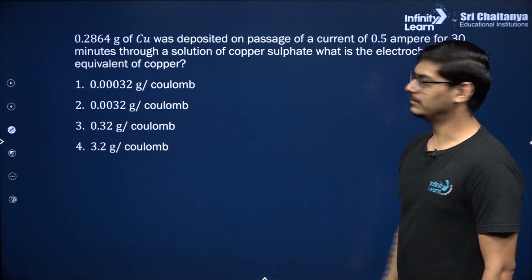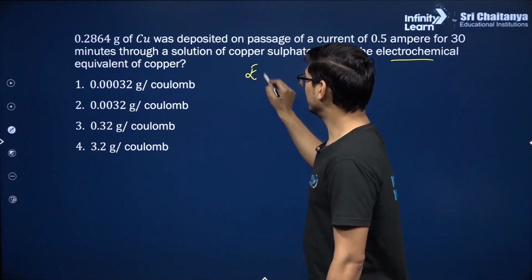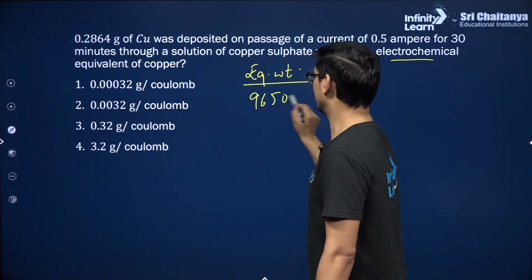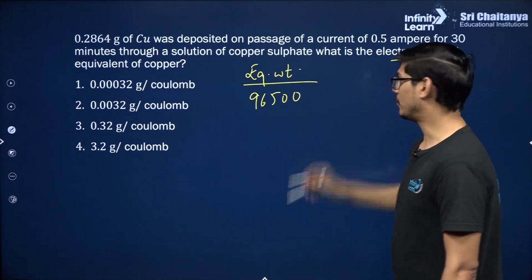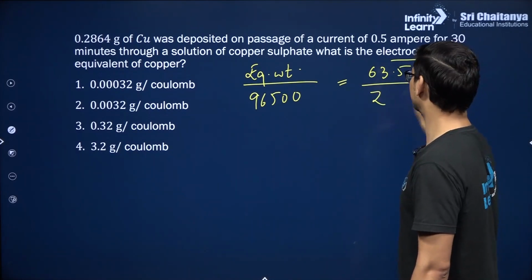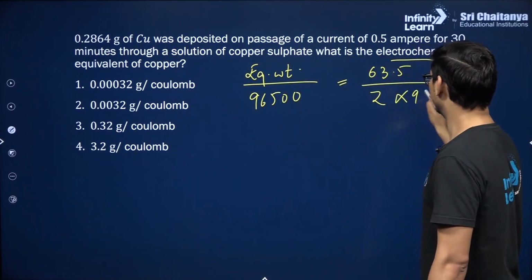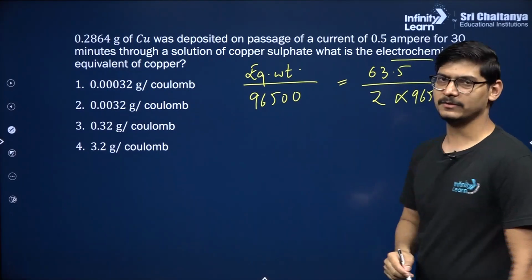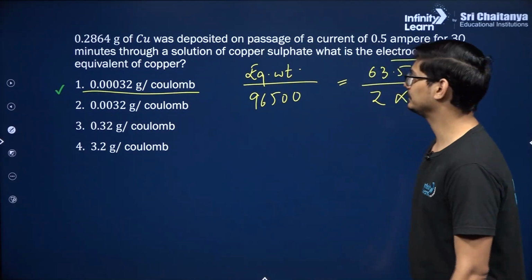Here you don't have to do the calculation actually, because the question is the electrochemical equivalent of copper, which is equivalent weight divided by Faraday constant. Now the equivalent weight of copper is its atomic mass, which is 63.5, divided by n factor, which is 2, right? Because copper carries 2+ charge. So basically what you have to do is evaluate 63.5 divided by 2 into 96500. That will be your answer. It will turn out to be 0.00032.